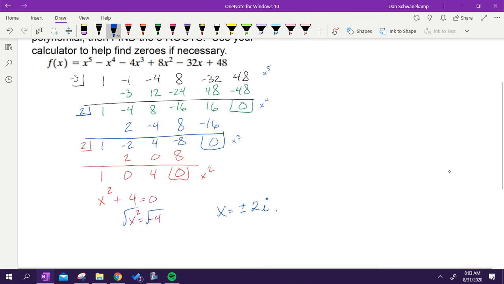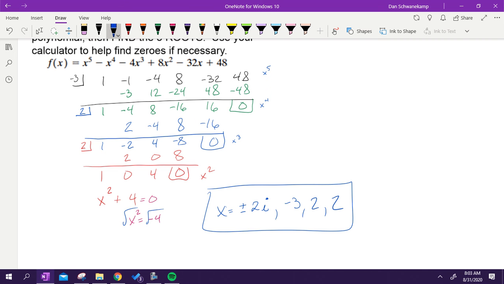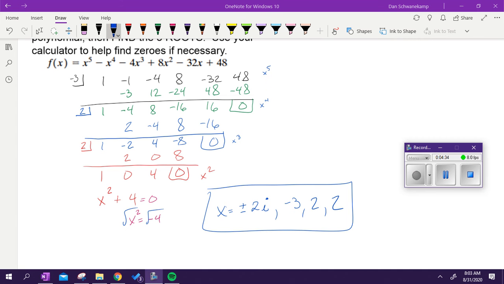But my answers are plus or minus 2i, -3, 2, and I just write 2 again. You could write 2 with a multiplicity of 2. I'm just going to write it twice. Questions on bell work? It's everything we did on Friday.